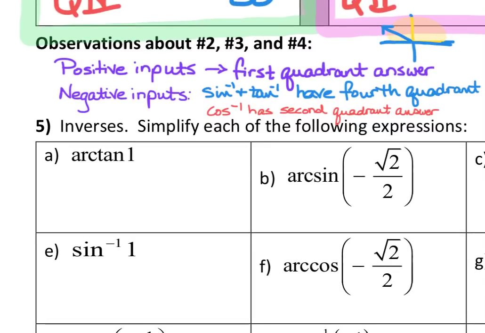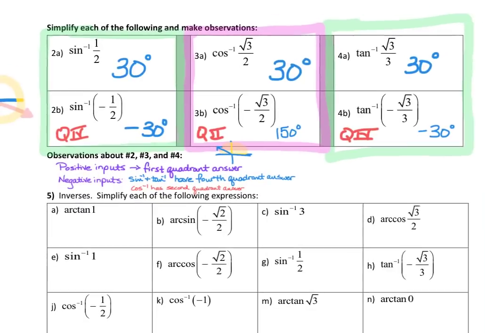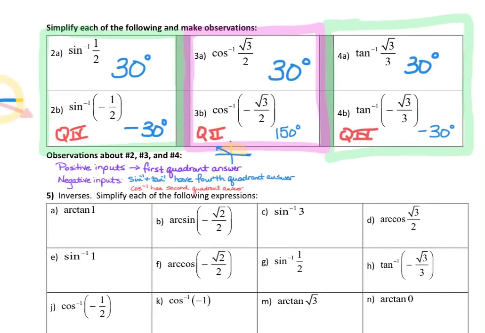And notice that I did the cosine with red because it's the problem child. So please use and refer to this chart here, 2, 3, and 4, as a reminder that the cosine with the negative input is the one that has the potential to be confusing.